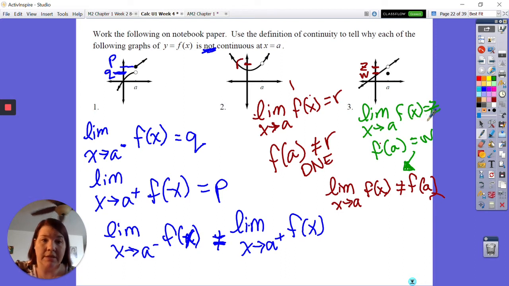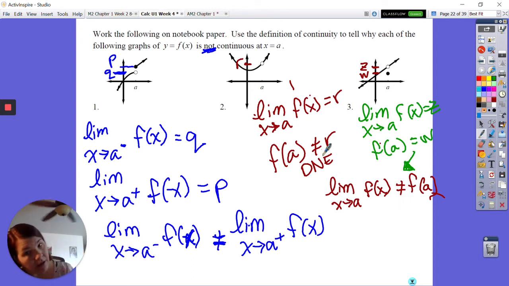So the limit does exist, the value of the function does exist, but they are not the same, and therefore it is not continuous. So those are our 3 choices. Now you'll notice in this one I didn't talk about f of a. F of a exists, but I didn't need to because the limit does not exist.